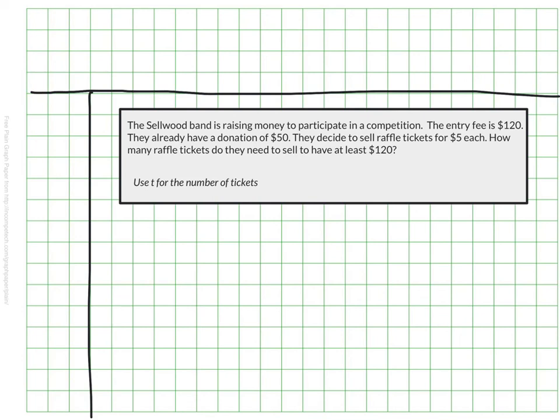And I'll leave you here with one more question for you to solve on your own, right? And we're going to try to figure out, in this case, how many tickets the Selwood Band needs to sell to make at least $120. And as you answer, I want you to go ahead and write the inequality to start. Then go ahead and solve it, and of course put your answer on the number line.